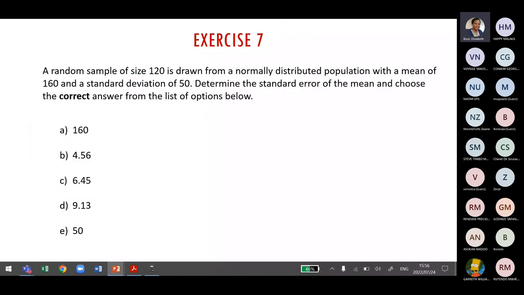The minute you get to questions like this, a random sample of 120 is drawn from a normally distributed population with a mean of 160 and a standard deviation of 50, determine the standard error of the mean and choose the correct answer from below. You need to know that now you are in study unit 7. When keywords like standard error or sample size are mentioned, which are not mentioned in normal distribution, know that this is the sampling distribution of the mean, which is study unit 7.